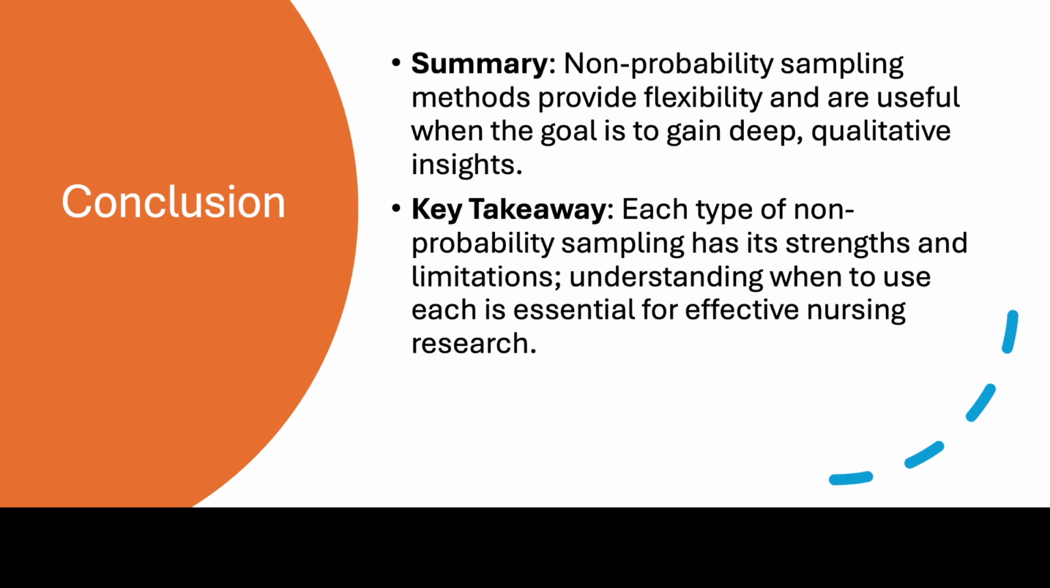So to summarize, non-probability sampling methods provide flexibility and are useful when the goal is to gain deep qualitative insights. Each type of non-probability sampling has its strengths and limitations, and understanding when to use each is really essential for effective nursing research.